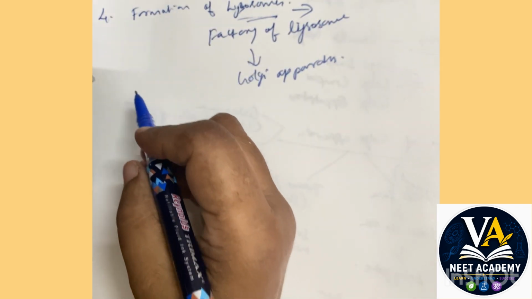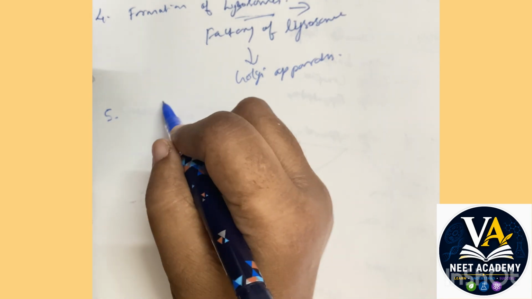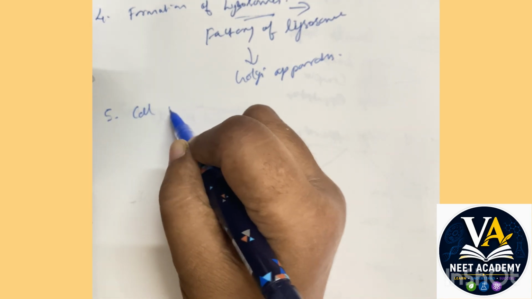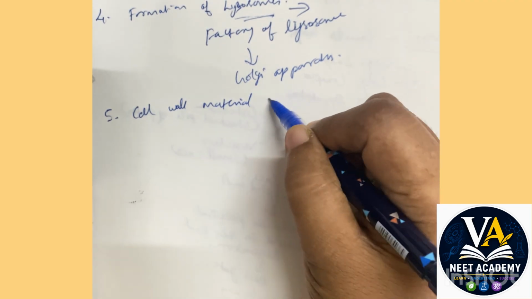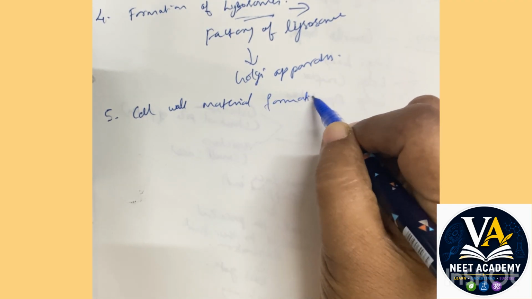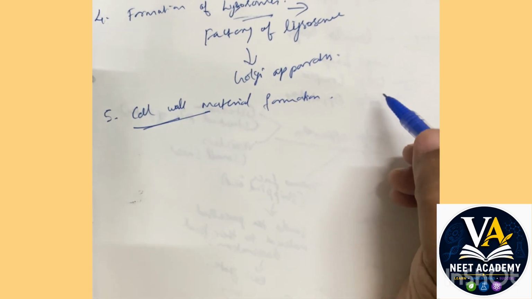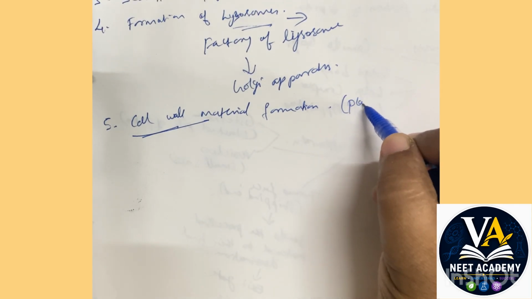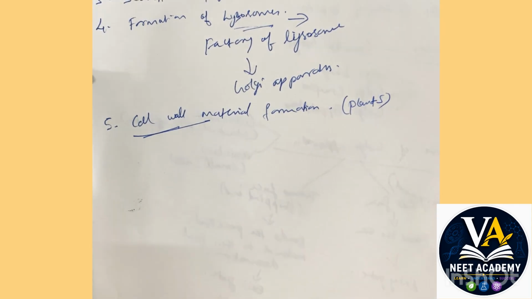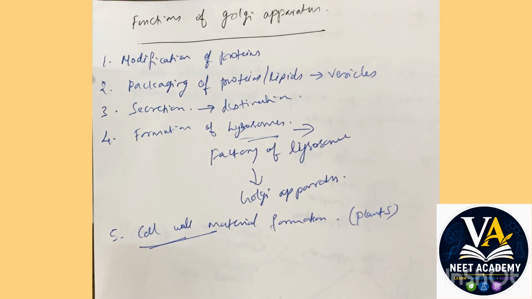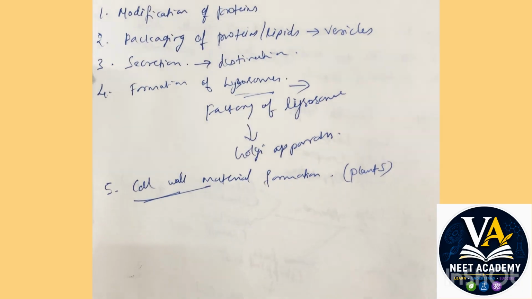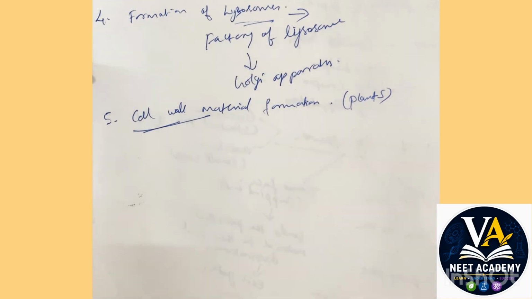Another function is cell wall material formation. Obviously, because it is a cell wall, this you can see only in plants. So this is about the functions of Golgi apparatus: modification, packaging, secretion, formation of lysosomes, and then cell wall material formation.